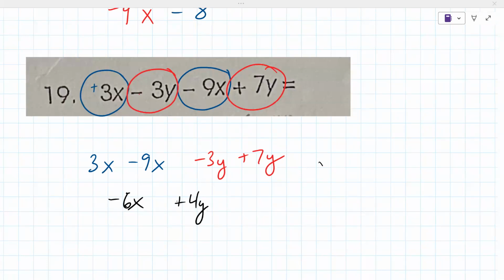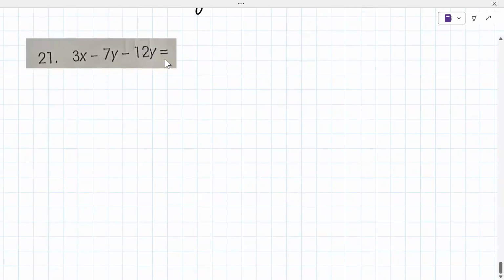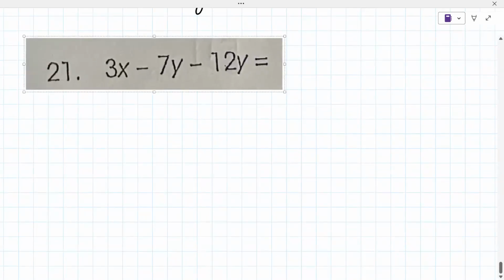All right, doing great. Let's keep going here. If I'm skipping them, it's because it's correct. So something to keep in mind there. All right, why don't you try 21 on your own here? Let me know what you come up with.